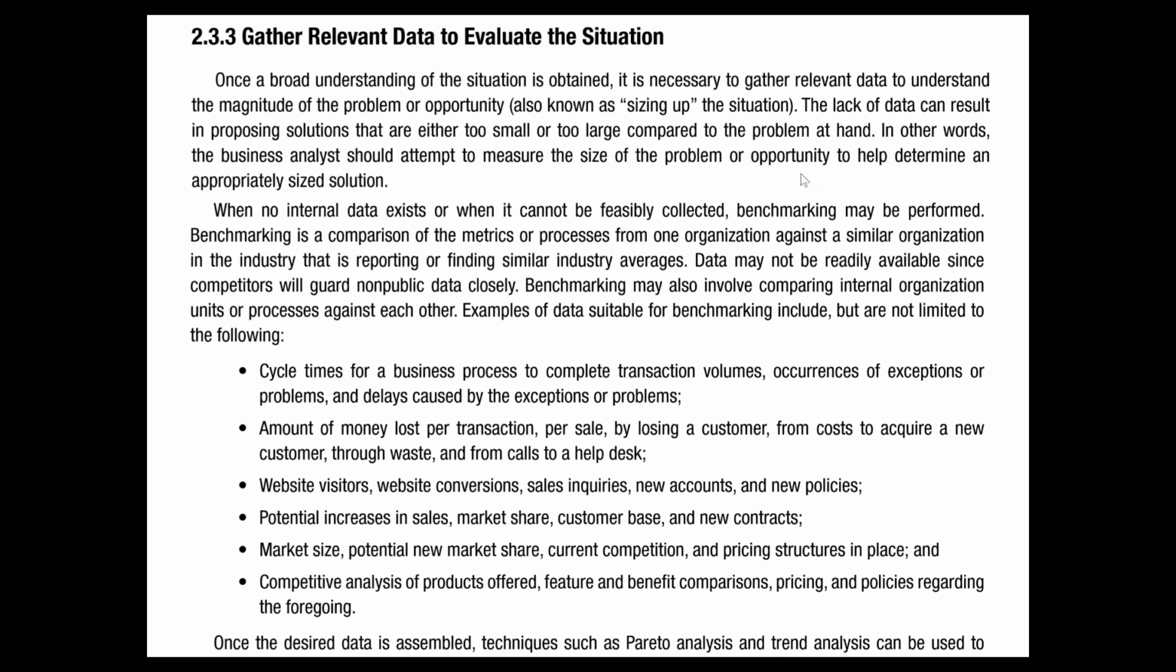Absolutely, if you just pay attention to the next line, it defines benchmarking. Benchmarking is a comparison of the metrics or processes from one organization against a similar organization in the industry that is reporting or finding similar industry averages. What happens is that benchmarking is always done against your competitors.